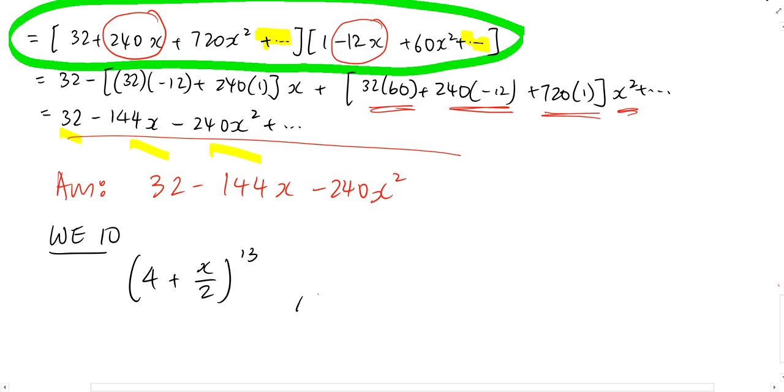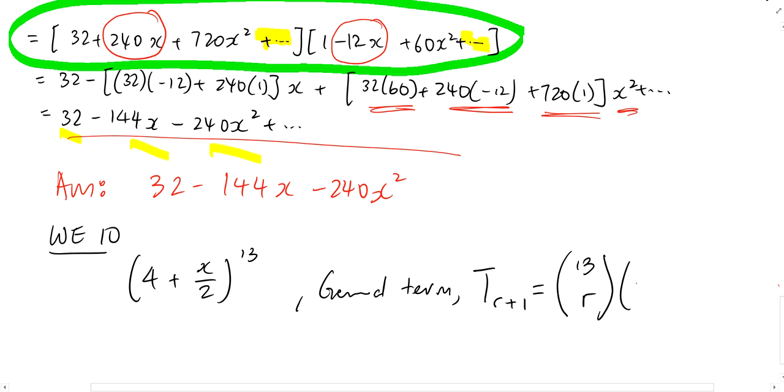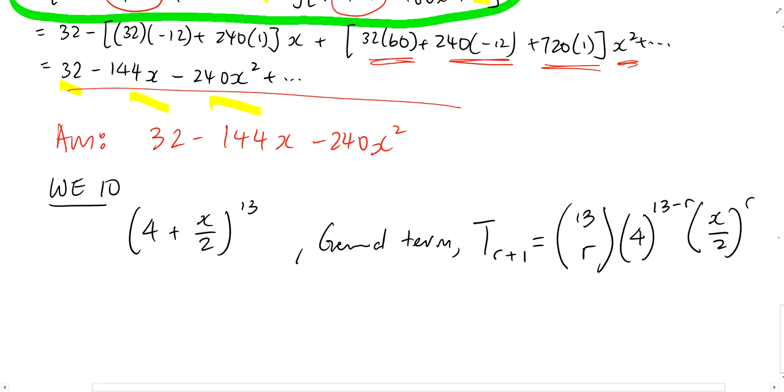General term. Can you tell me the general term? T of r plus 1. What is n in this case? 13. So 13 choose r, 4 to the power of 13 minus r, followed by (x/2) to the power of r. So this is my general term. What this means is that every single term is going to look like this.